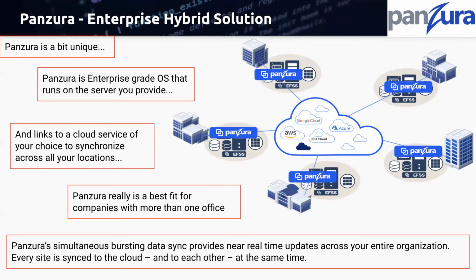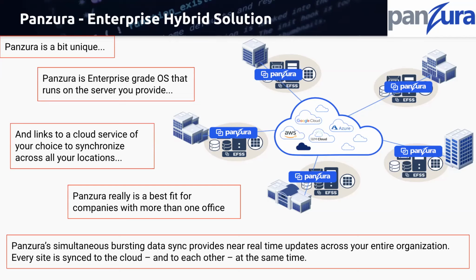Now, Panzura is an enterprise grade operating system that runs on hardware that you provide. So you will need an on-premise server for this solution, and a pretty beefy one: 6 CPUs, 16 gigs of RAM, at least a terabyte of SSD, not hard drives. And then you also need to contract with a cloud service like AWS, Google's cloud, Azure, or IBM cloud. You need a cloud service on top of that.